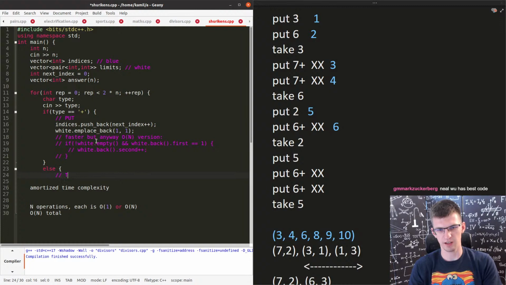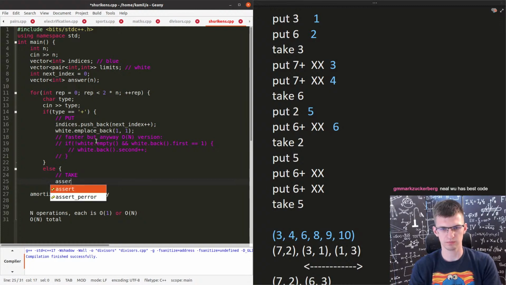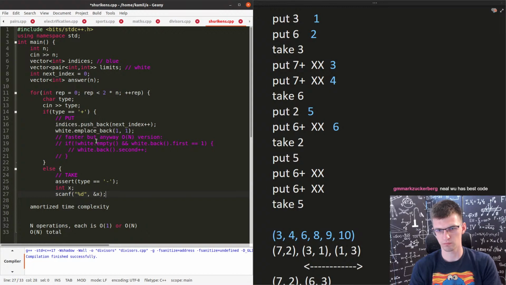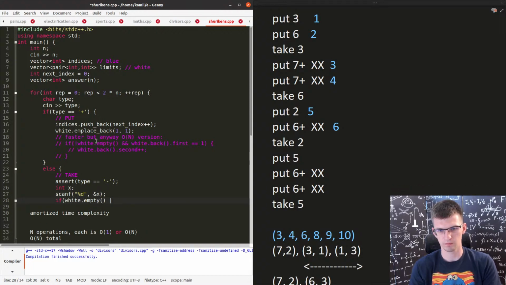Else, this is take. So a minus. If white back, if at the end we see 6 plus, then it's bad if we now get 5. So if this first is greater than x.